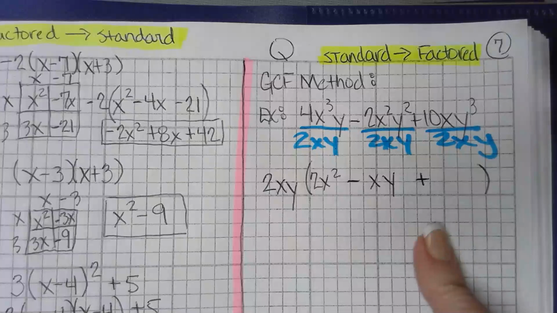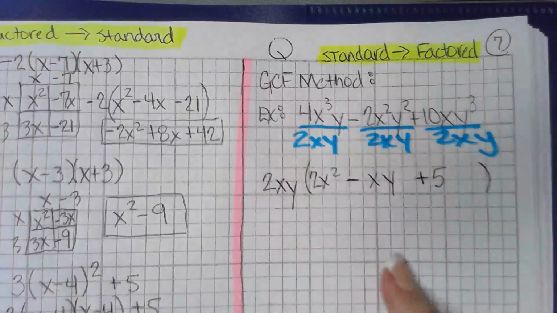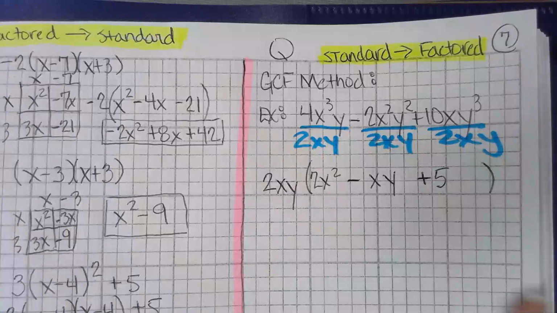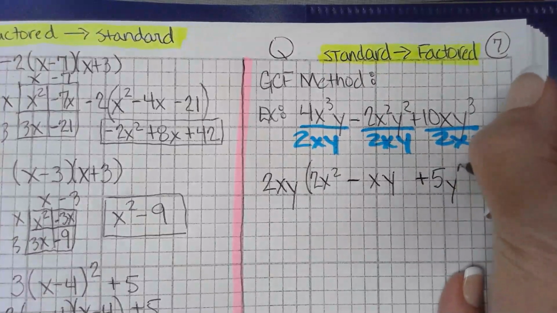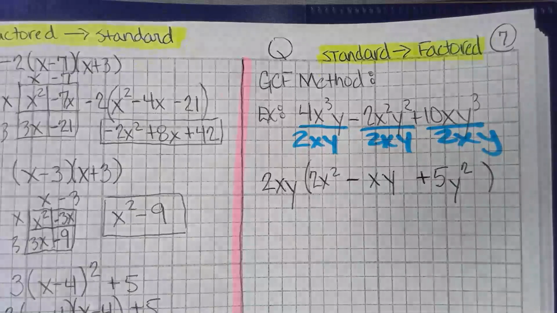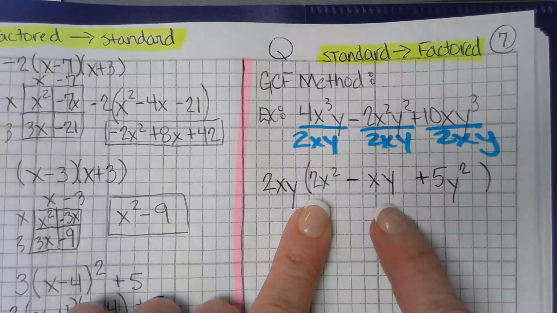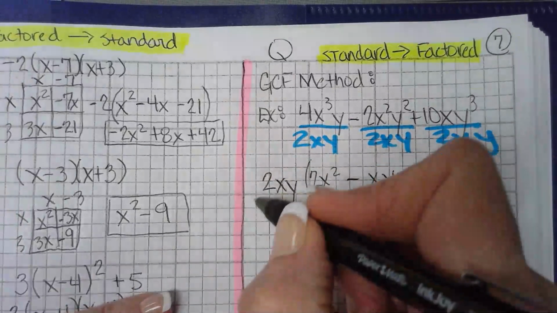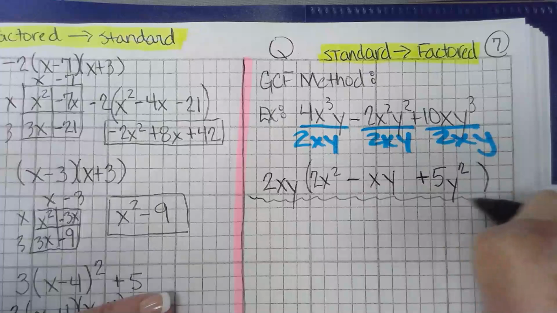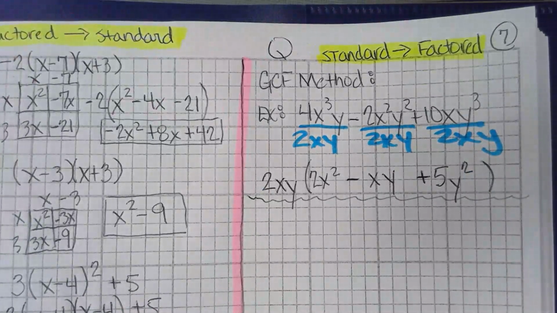Last term, 10 divided by 2 is 5. What happens to the x's? They cancel, so I do not write an x. And then when I subtract powers on the y, I get a y squared. Okay, factored form, standard form. That's what we did last week. Okay.